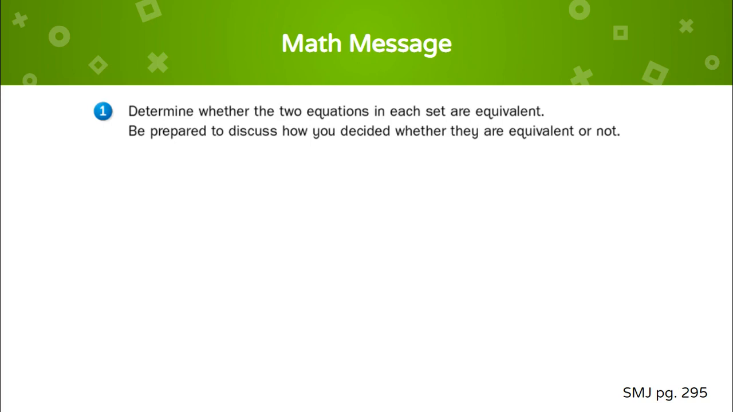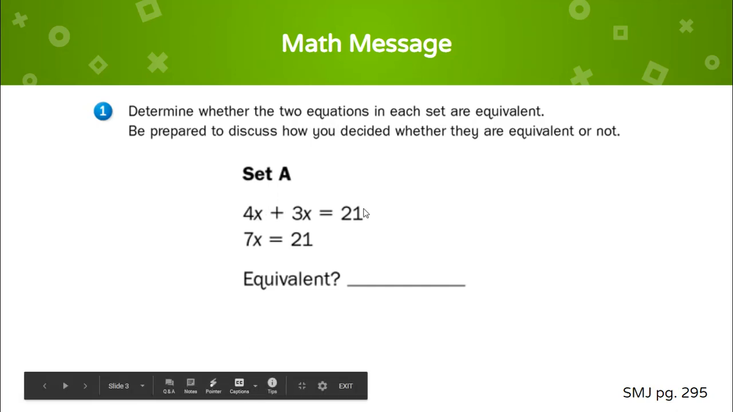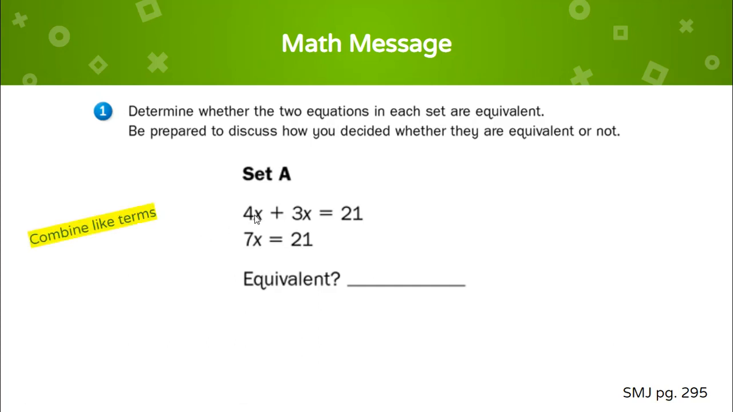It says, determine whether the two equations in each set are equivalent. Be prepared to discuss how you decided whether they are equivalent or not. So set A says that 4x plus 3x equals 21 and 7x equals 21, and we're trying to determine if these two things are equivalent. Well, that means we're going to have to combine like terms because 4x plus 3x, they're both variable terms, and so we can combine them, and 4x plus 3x is 7x. So 7x equals 21 and 7x equals 21. These are equivalent equations. Let's take a look at the next one.